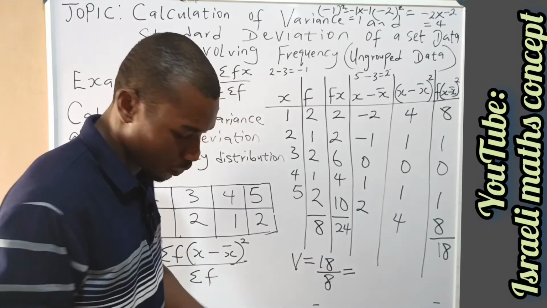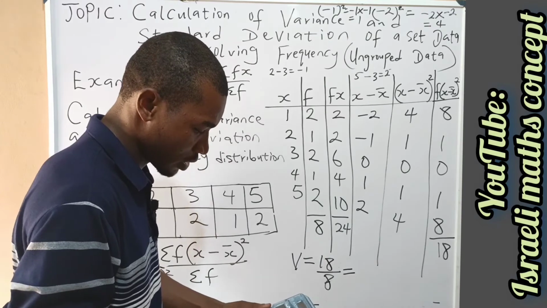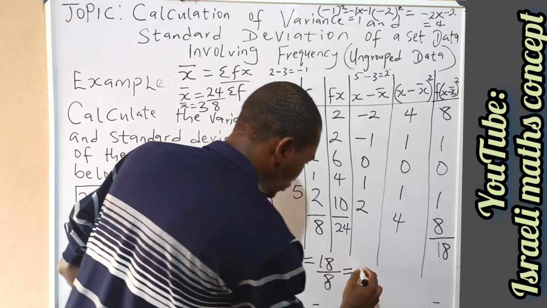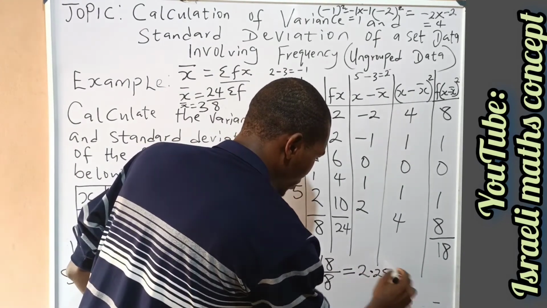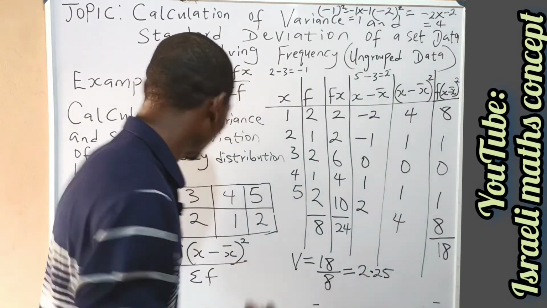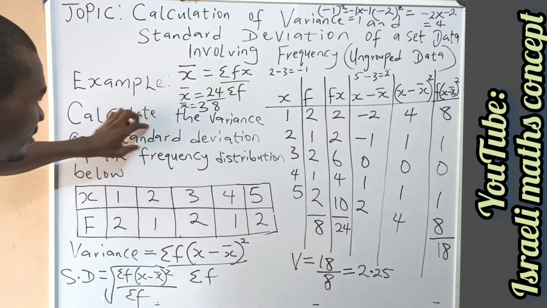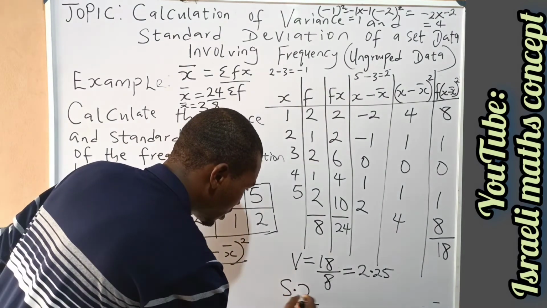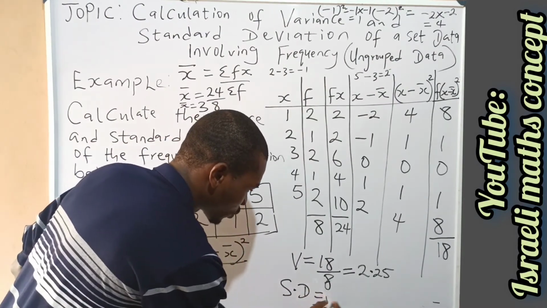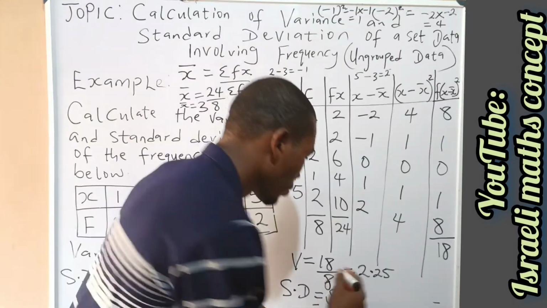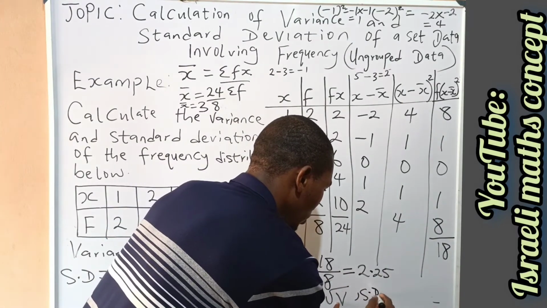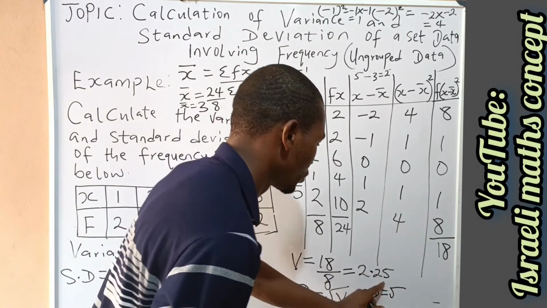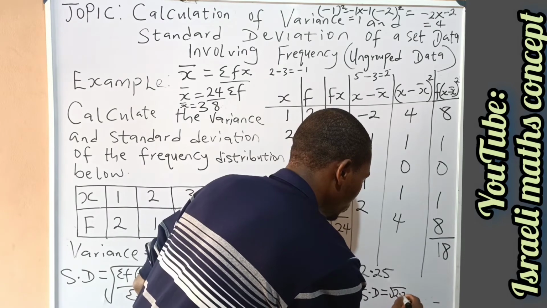With your calculator, just punch 18 divided by 8, and that is equal to 2.25. So this is our variance. And the last thing we are asked to find is our standard deviation. Standard deviation is very simple. That is our SD, and standard deviation is equal to the square root of variance. Our variance is 2.25.